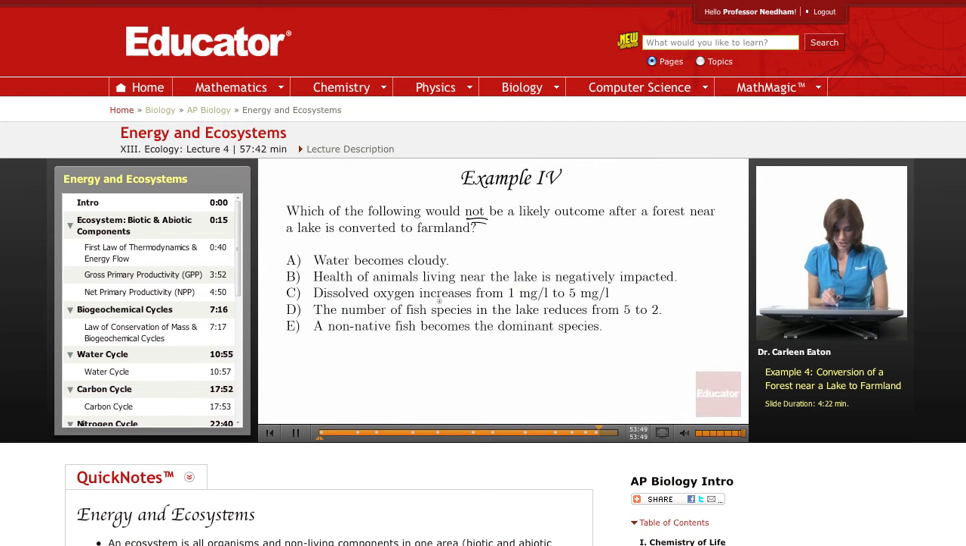Dissolved oxygen increases from 1 milligram per liter to 5 milligrams per liter. The number of fish species in the lake reduces from 5 to 2, or a non-native fish becomes the dominant species. Now, this is making an assumption that this farmland is going to have a negative impact, that the farming methods being used include use of fertilizers, and there's some runoff.